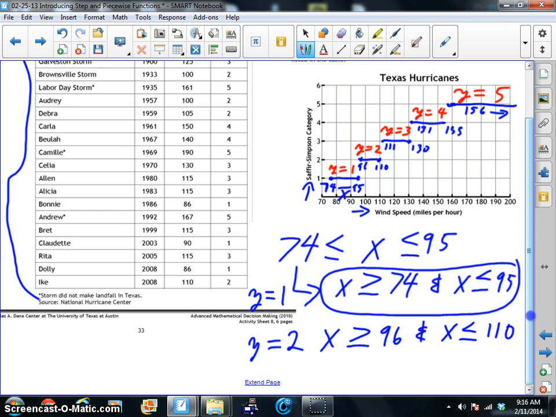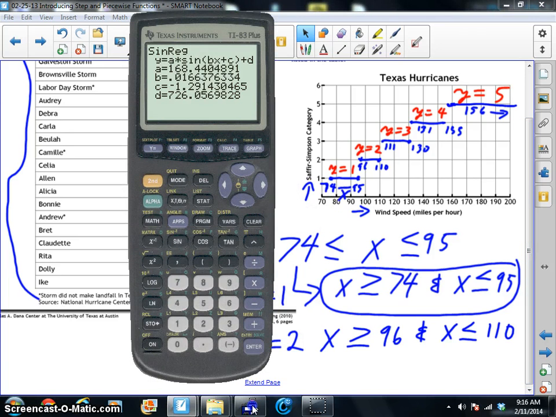Now to graph this on our calculators, that's actually really simple to do. I'm going to show you that really quick. So I still got stuff from the other time. You know, sometimes you recycle, sometimes you don't.